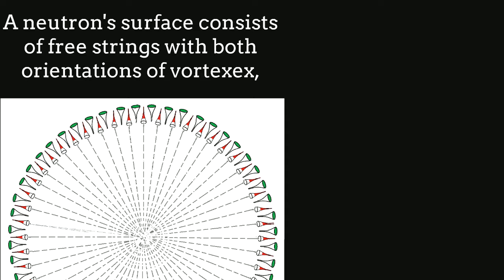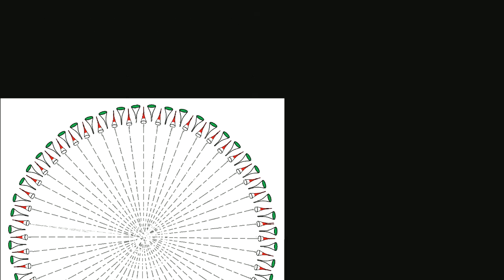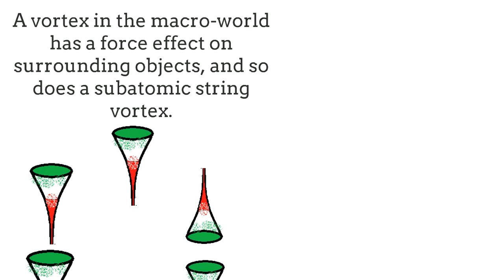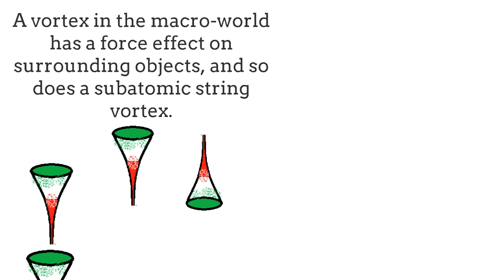A vortex in the macro world has a force effect on surrounding objects, and so does a subatomic string vortex. A vortex funnel pulls a nearby vortex stem into it. When vortexes have the same orientation, they repel each other, as electric charges do.